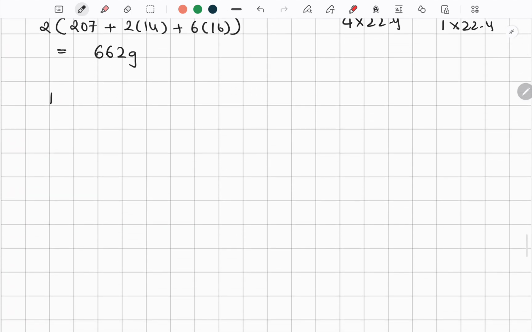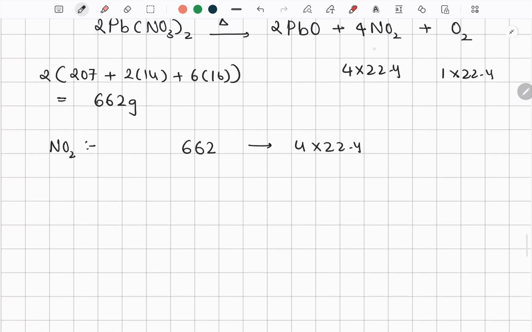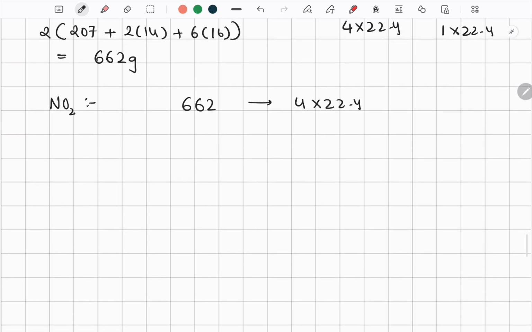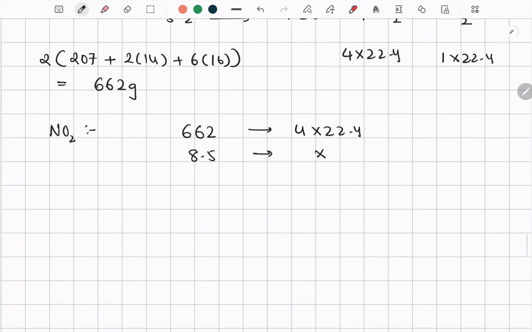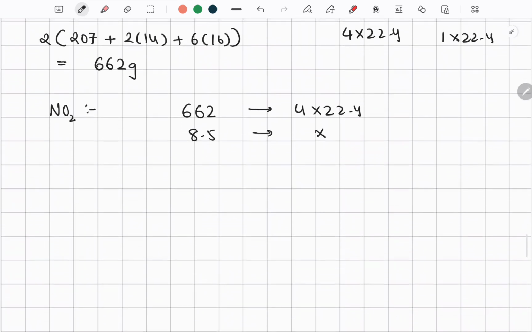So it's very simple. We're gonna do for the nitrogen dioxide. If 662 gram of lead nitrate is giving me 4 into 22.4 liter of NO2, then 8.5 gram of lead nitrate will give me X volume of nitrogen dioxide. Okay, so can I calculate that? Yes, we can calculate. Let's solve for the value of X.